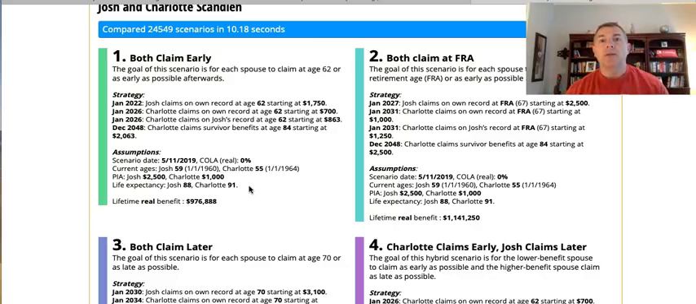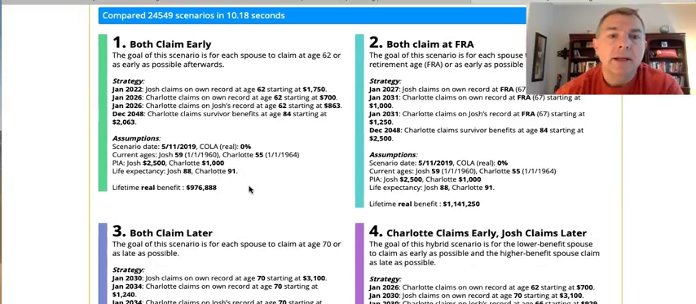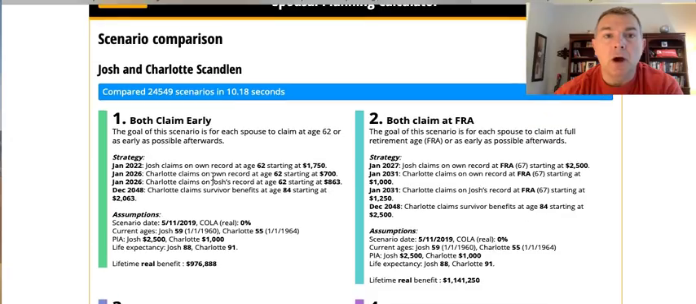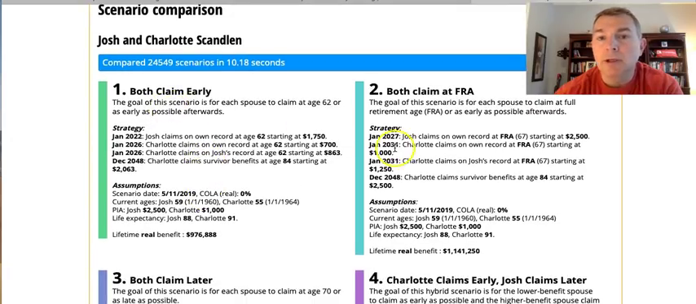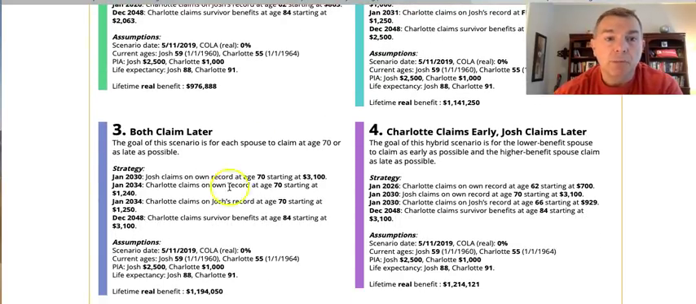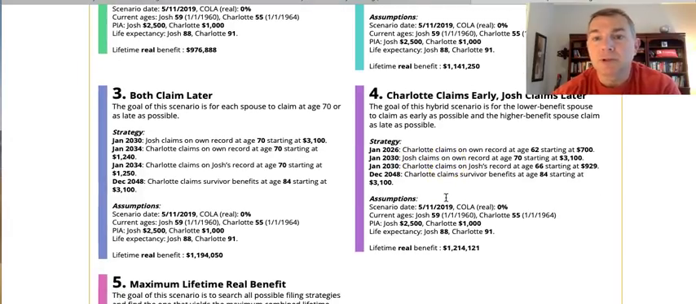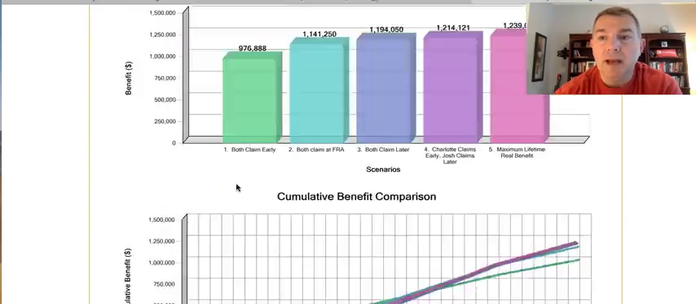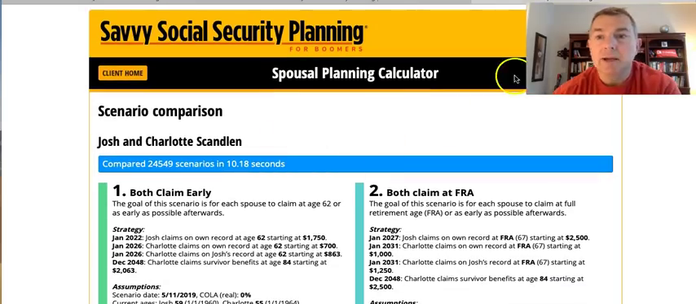All right, so we're showing the life expectancy of both of us living beyond average or beyond normal age for a man and for a woman. Not the longest one there is, but beyond that. And we're saying my PIA is $2,500 and hers, Charlotte's, is $1,000. That's what we're using here. So they're running all these different scenarios. We both claim early. We both claim at FRA. Remember, FRAs are full retirement age. We both claim later. Charlotte claims early, Josh claims later, and then this one I like the best, maximum lifetime benefit. And so what's going to happen here is I'm going to create a report.